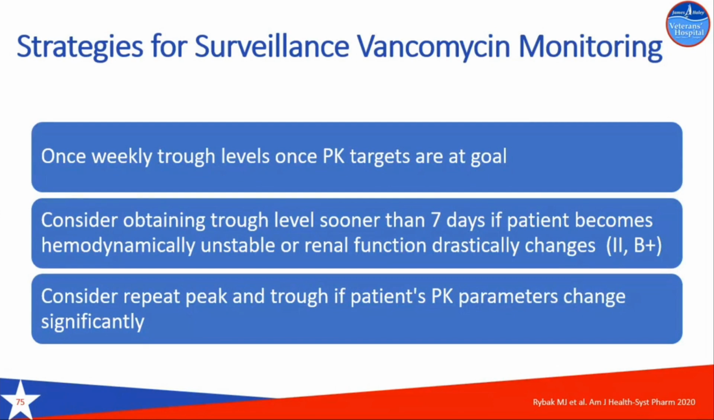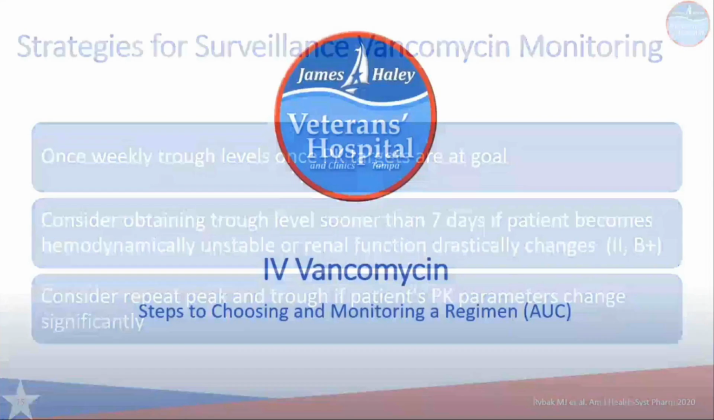So once you have a patient who is stable on their regimen, you don't need to get levels very frequently. So as long as their renal function doesn't change or they stay hemodynamically stable, you can get weekly trough levels once you get that area under the curve at goal. But obviously, if anything major changes, their weight, their renal function, clinical status, then it would be prudent to repeat a peak and trough to make sure that area under the curve did not also change.